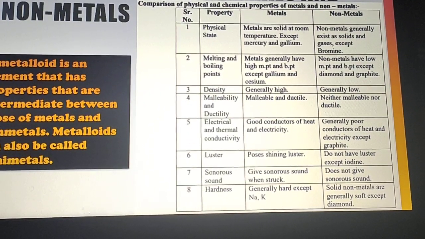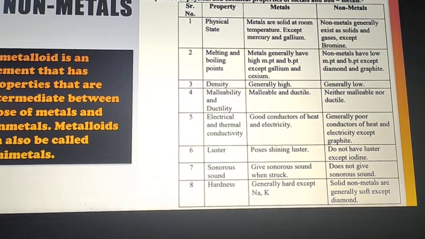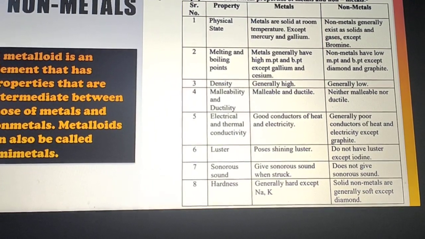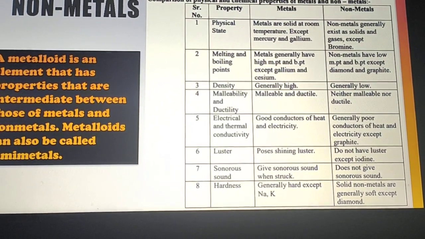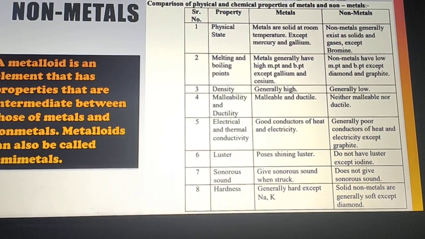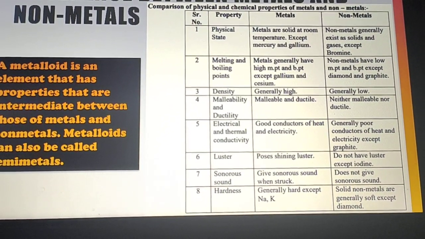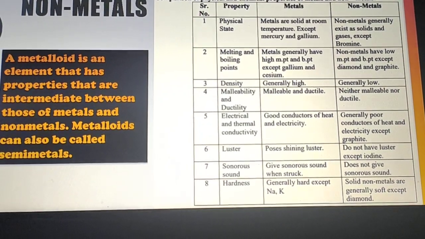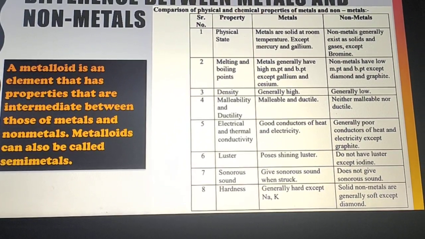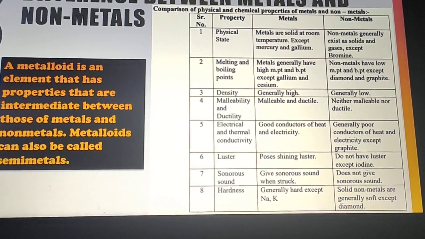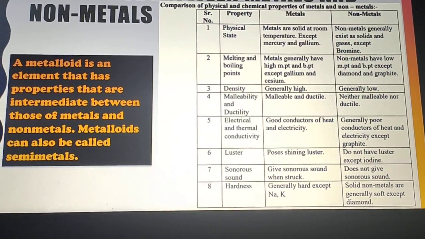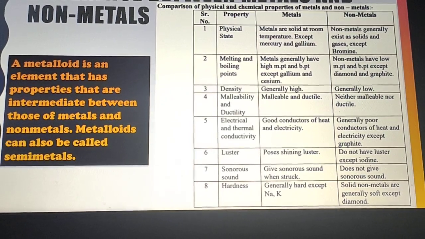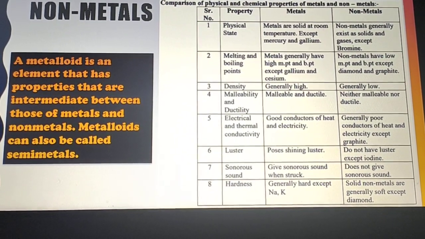Melting point and boiling point. Metals generally have high melting and boiling points except gallium and cesium. Non-metals have low melting and boiling points except diamond and graphite. About density, metals generally high, non-metals generally low. Malleability and ductility. Malleability is the property of converting into thin sheets on hammering, and ductility is converting into thin wire. So metals are ductile as well as malleable. Non-metals are neither malleable nor ductile.